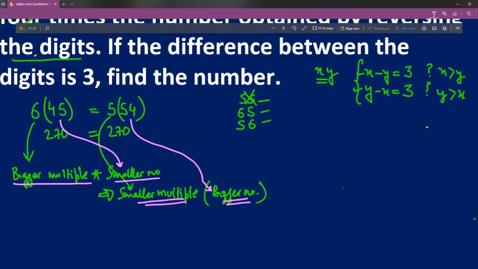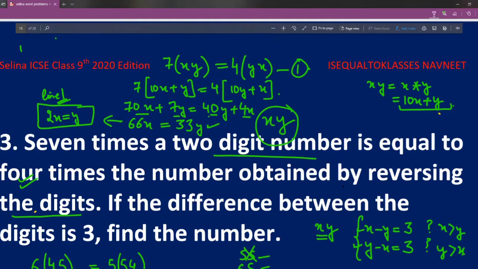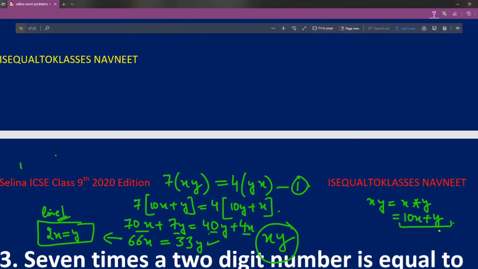How is it useful for us? It is useful for us if we look at this statement. 7 and 4. So 7 is our bigger multiple. This is a bigger multiple. 4 is the smaller multiple.